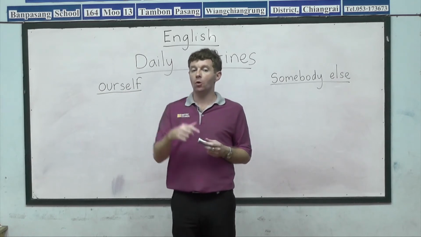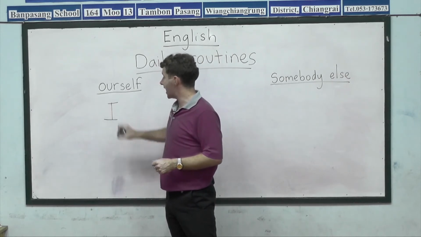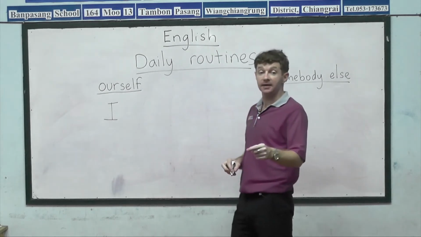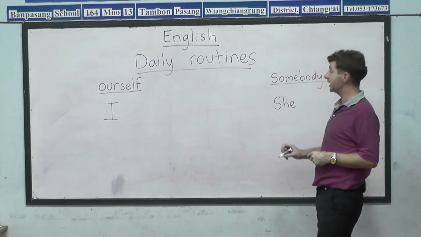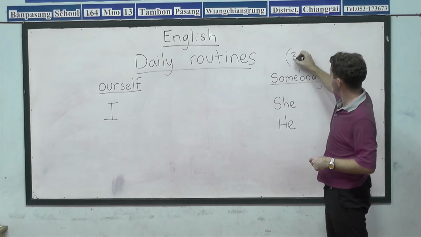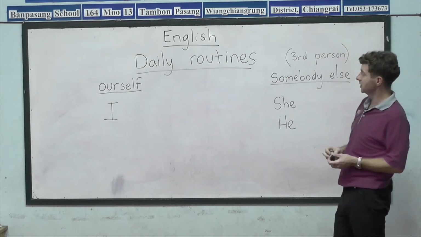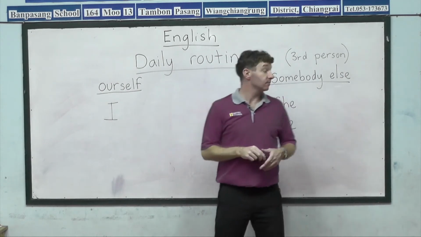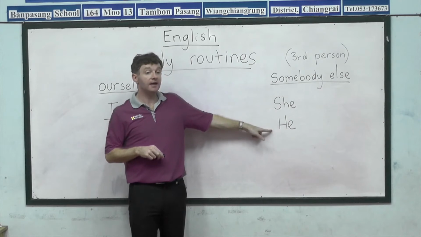Me. Me or she, no? I. Okay? When we talk about somebody else, if it's a girl, we say she. And if it's a boy, he. H-E. We call this sometimes, you might hear it referred to as third person, somebody else. First person, ourself, we say I. Third person, if it's somebody else who's a girl, we say she, and if it's a boy, he.